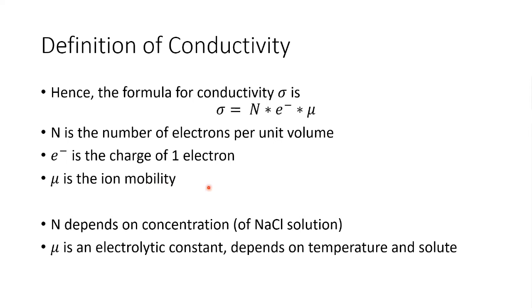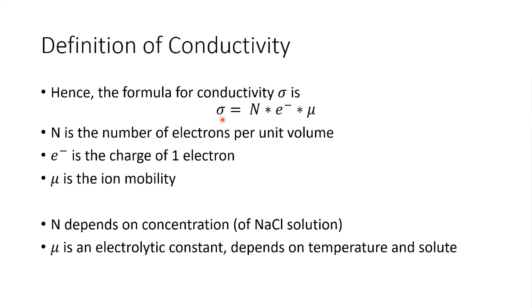So congratulations, we now know how to predict conductivity, since n depends on the concentration and mu is a constant, an electrolyte constant, which depends on the temperature and the solute. Voila. So we don't even have to do this event. We can just grab our pens and papers. But wait a second, we don't know what the concentration is.